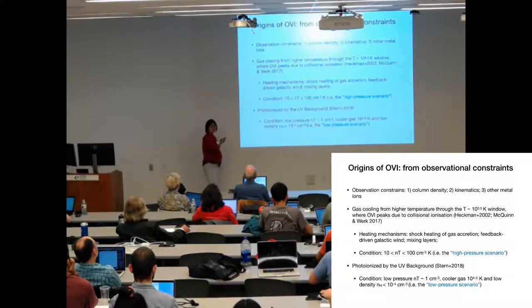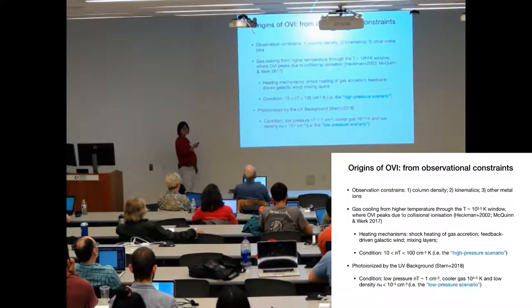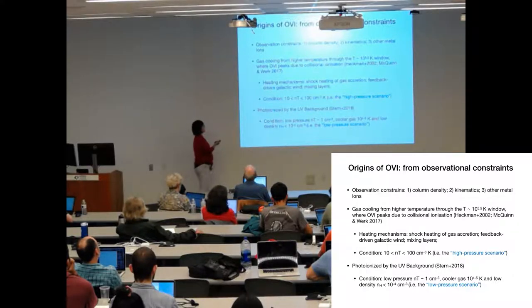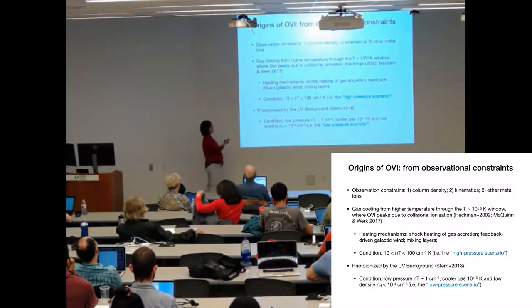As for the heating mechanism, how this gas gets hot, there are different pictures. It can be shock heating from structure formation, just to virialize the gas, or it can be feedback from galactic winds, or it can even be mixing layers between the hot and cold gas. I'm not going to go through all the derivation, but the condition is that the gas has to have quite high pressure, in this range.